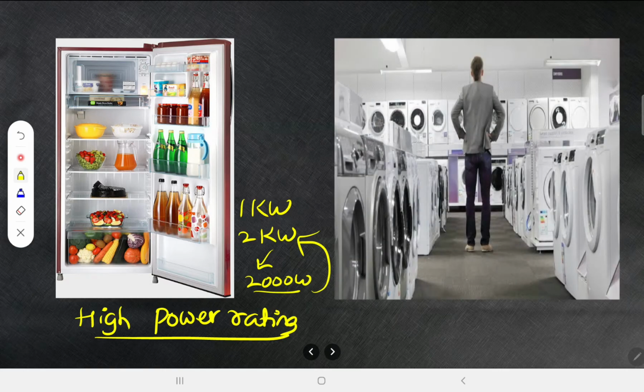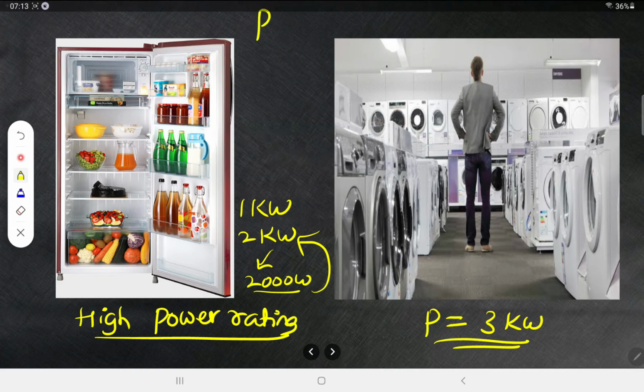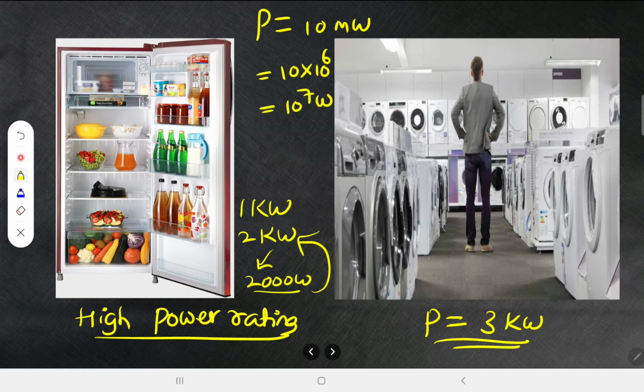Now coming to these washing machines, these are also powerful devices, so they will also have a power rating like 3 kilowatt or maybe 2.5 kilowatt. I hope you are understanding the need for that. Now if you go to bigger industries, their power is in megawatt. 10 megawatt means 10 into mega, which is 10 to the power 6, so totally it becomes 10 to the power 7 watt. Similarly, another example: power is equal to 3 kilowatt means 3 into kilo, and kilo is 10 to the power 3. Mega means 10 to the power 6.